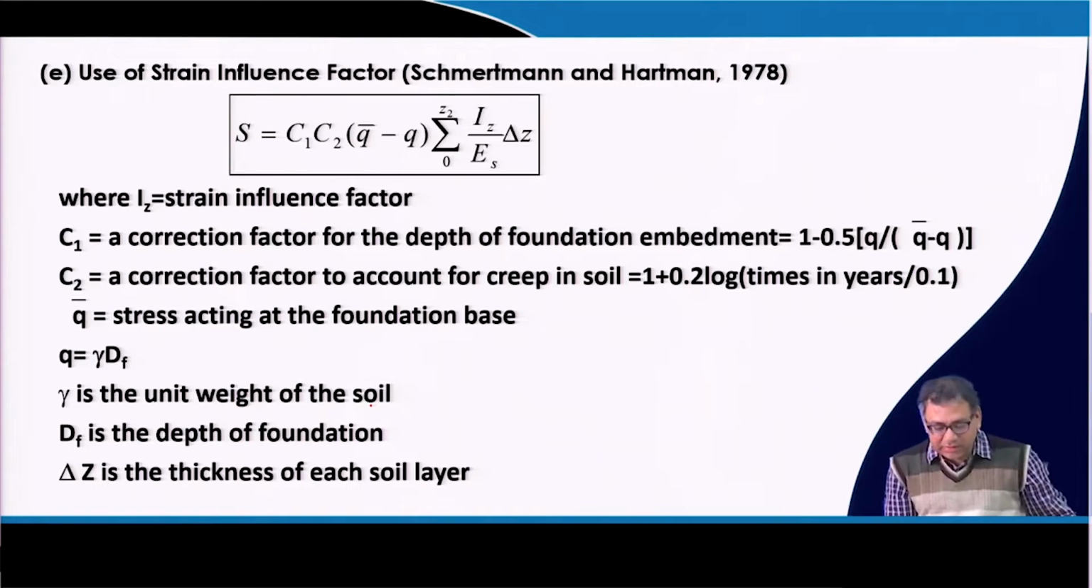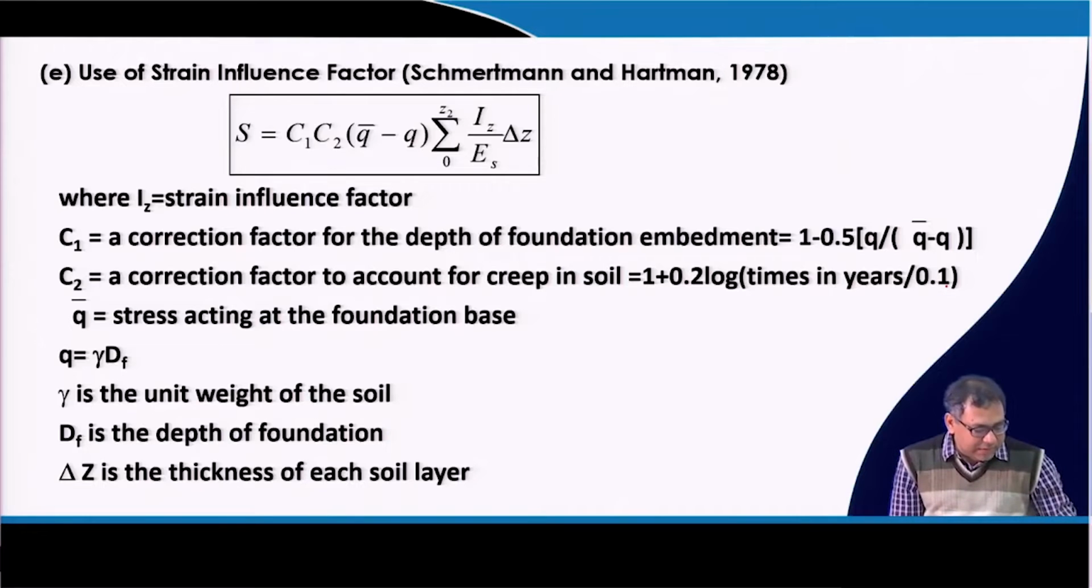Now, I will give you what is Z2. Here 2 correction factors are given: a correction factor for the depth of foundation, that is the depth correction factor, and a correction factor due to creep in the soil. So, 2 correction factors are proposed, one is due to the depth of the foundation, another is to consider the creep effect of the soil. These 2 correction factors C1 and C2 can be calculated by using these expressions, where time is in years divided by 0.1.